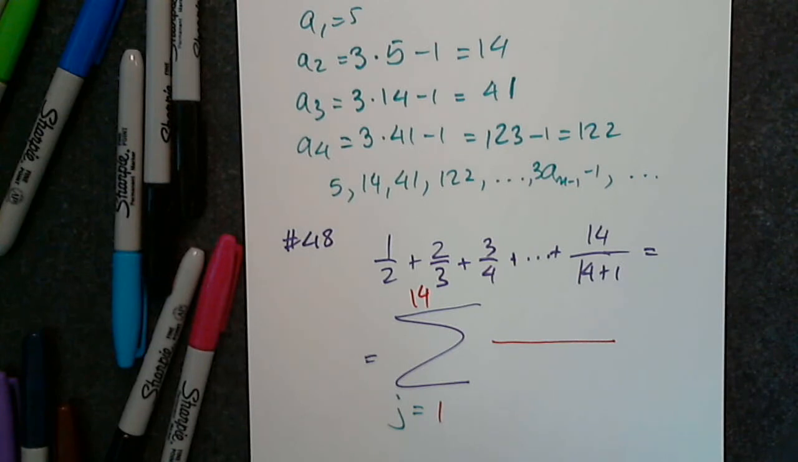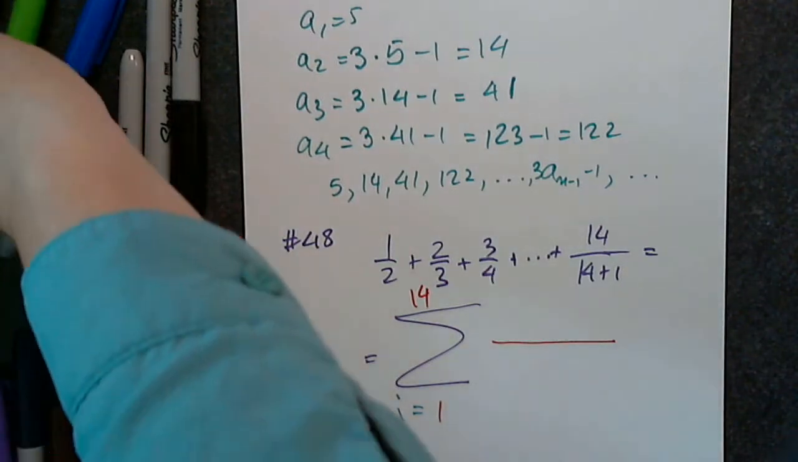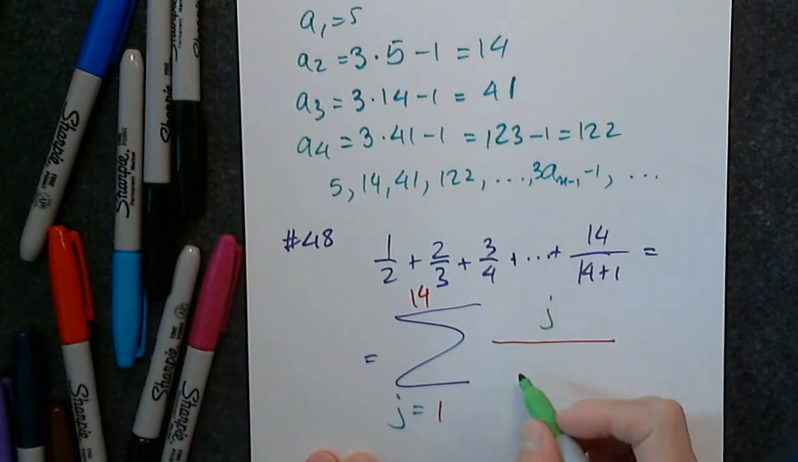Good. I need an expression here so that when J is 1, I get 1 over 2. When J is 2, I get 2 over 3. When J is 3, I get 3 over 4. And when J is 14, I get 14 over 14 plus 1. So can we come up with a general term? Exactly. J over J plus 1.